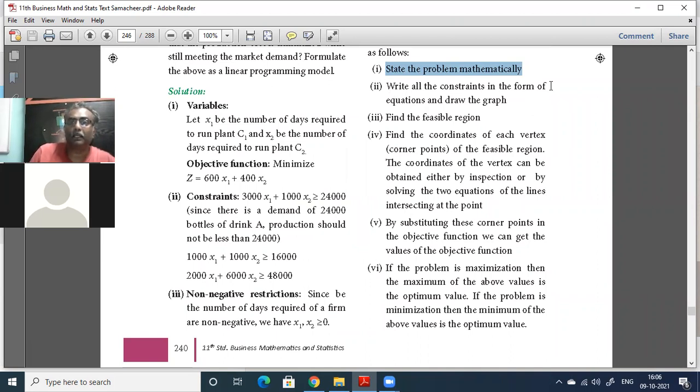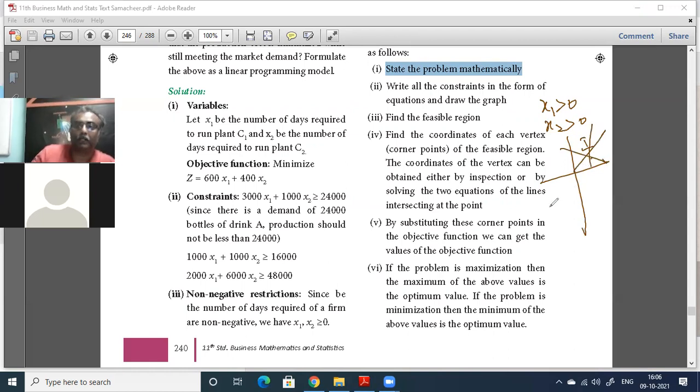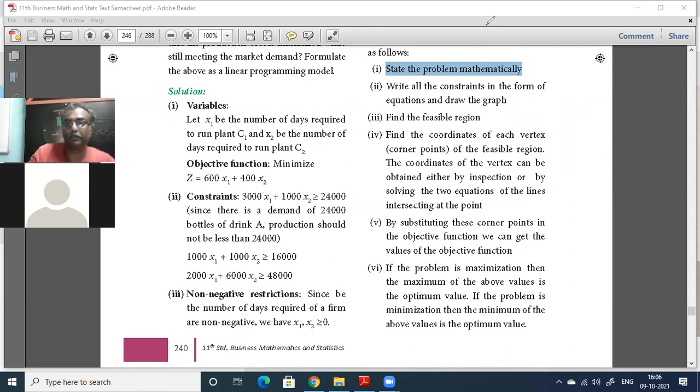Then write all the constraints in the form of equations and draw the graphs. A single graph only you will be drawing. Usually because x1 is greater than 0 and x2 is greater than 0, the graph will be drawn in the first quadrant. The last condition usually says x1 greater than 0 and x2 greater than 0. That means your graph will be in the first quadrant. Somewhere like this only the graph will be drawn. You do not have to draw it anywhere else. So that's one important thing.